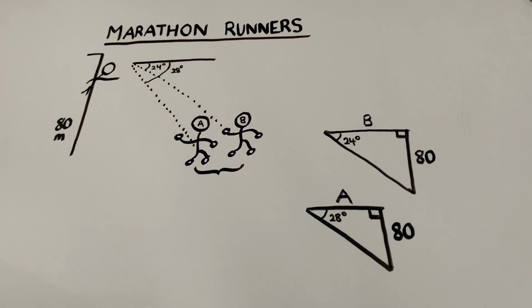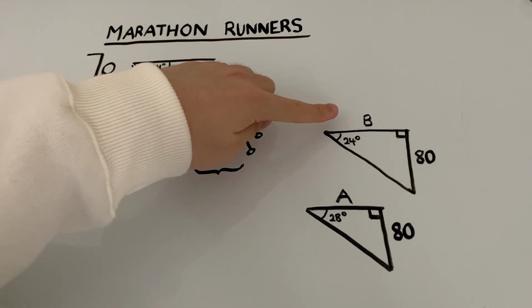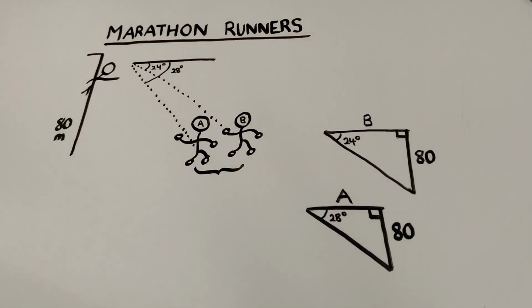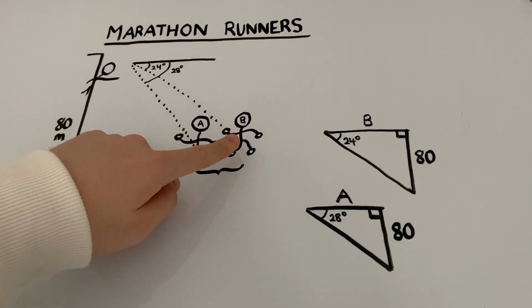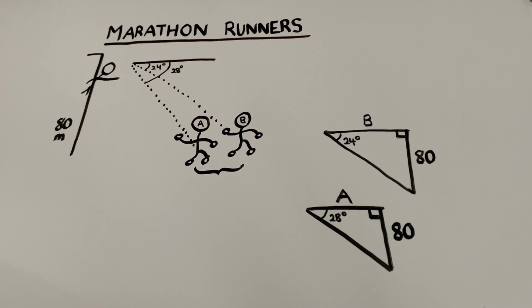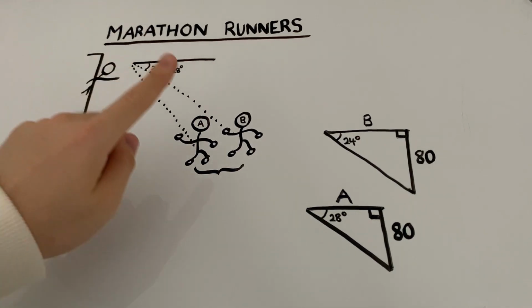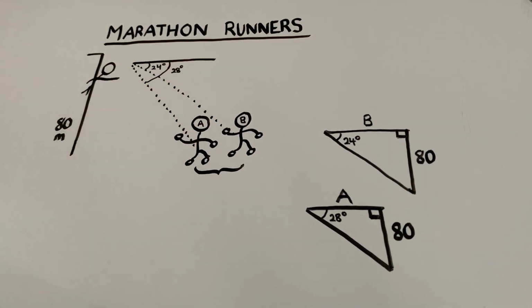So the way we're going to find this distance between the two runners is to take this difference, B minus A. So make sure you see how that will give us the distance between the two runners. Because what we're doing is we're finding how far B is away from the building, finding out how far A is from the building, and then that difference will give the distance between the two.